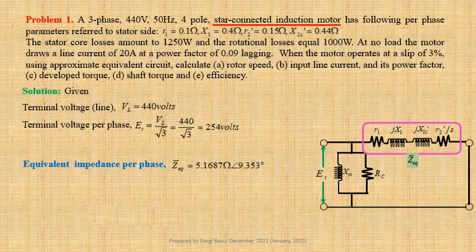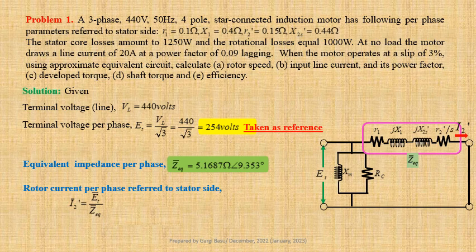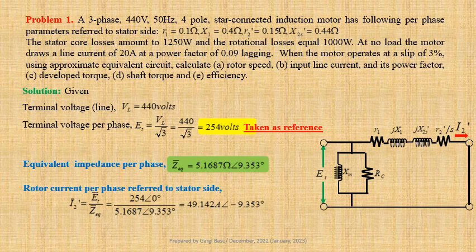Let us now calculate rotor current per phase referred to stator side. I2 dash equals ET divided by ZEQ. Taking terminal voltage per phase ET as reference, we get I2 dash equals 254 at an angle 0 degree divided by 5.1687 at an angle 9.353 degree. That gives us 49.142 ampere at an angle minus 9.353 degree.